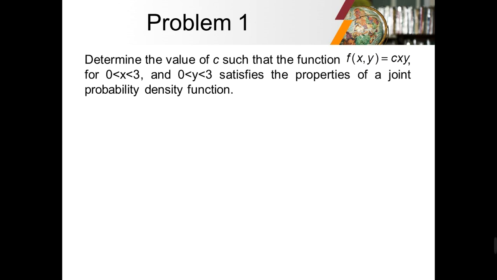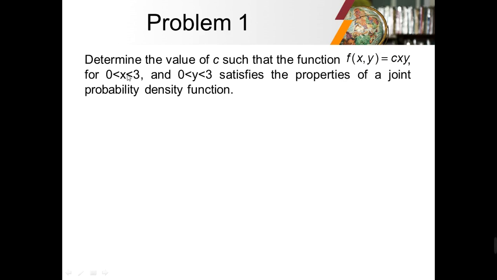Determine the value of c such that the function f of xy is equal to cxy, for x greater than 0 but less than 3 and y greater than 0 but less than 3 also, satisfies the properties of a joint probability density function. So, ang hinahanap daw natin ay yung value ng c, para ito daw function na to ay magsasatisfy sa property ng joint probability density function.